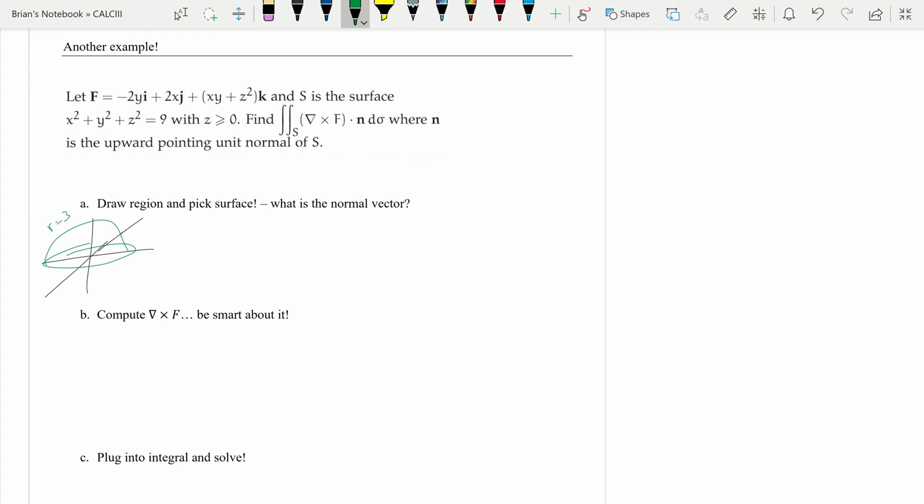So what we have to do is pick our surface, find our normal vector, compute del cross F, and be smart about it. Figure out what we have with our normal vector, and then plug it all into the integral and solve. I would say our surface is on the inside there. That would be our surface. So our normal vector would equal 0, 0, 1, because as we shrink that circle in, it's going to be an upward pointing normal. So I have our normal vector. I'll let you guys compute del cross F, see if you can get to the integral and solve it. We'll come back together in 4 more minutes and see how you do. Good luck.